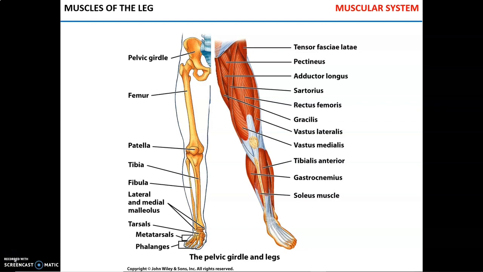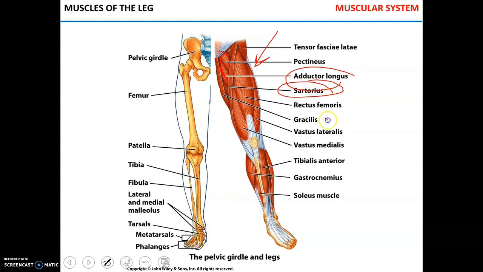Muscles of the leg. So the side muscle that runs along the lateral aspect of your leg is called tensor fasciae latae. It's responsible for the abduction of the leg. Pectineus muscle is one of the many muscles that flexes your hip. Adductor longus here, sartorius and gracilis, responsible for the adduction of the leg.